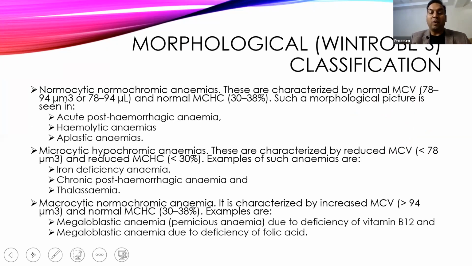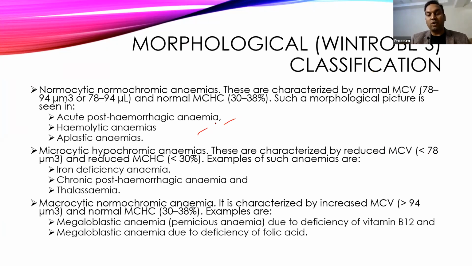Then morphological classification depends upon the size and shape of the cells. It can be classified like a normocytic normochromic anemia when the cell size is normal and the color of the cell is also normal. That is called normocytic normochromic anemia. It can be seen in acute hemorrhagic anemia, hemolytic anemias, and aplastic anemias.